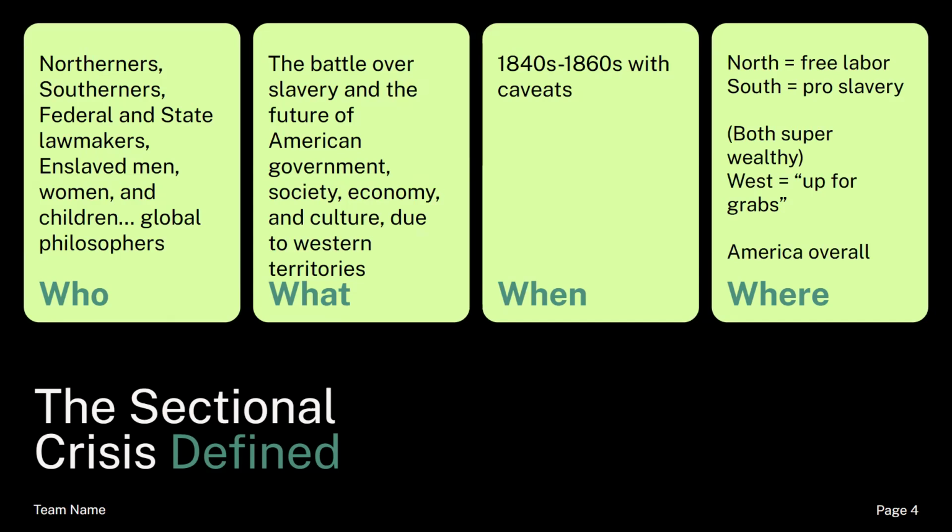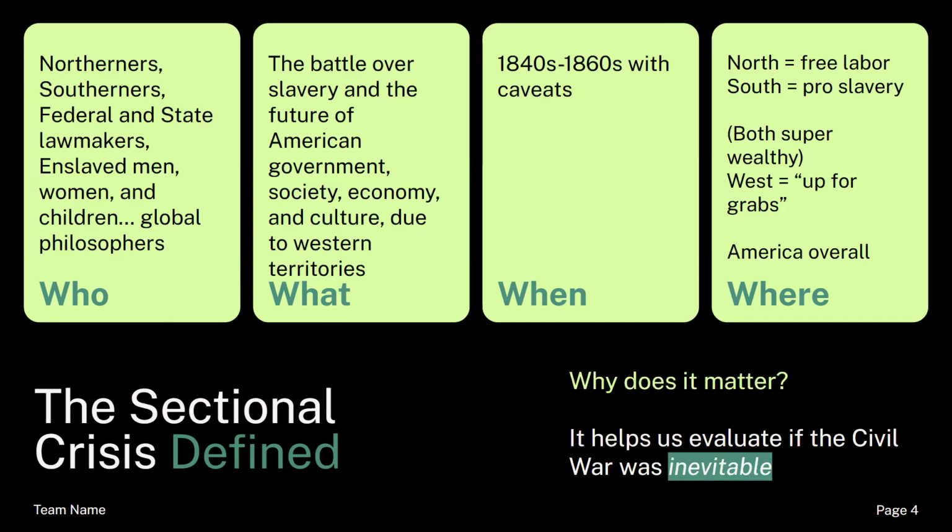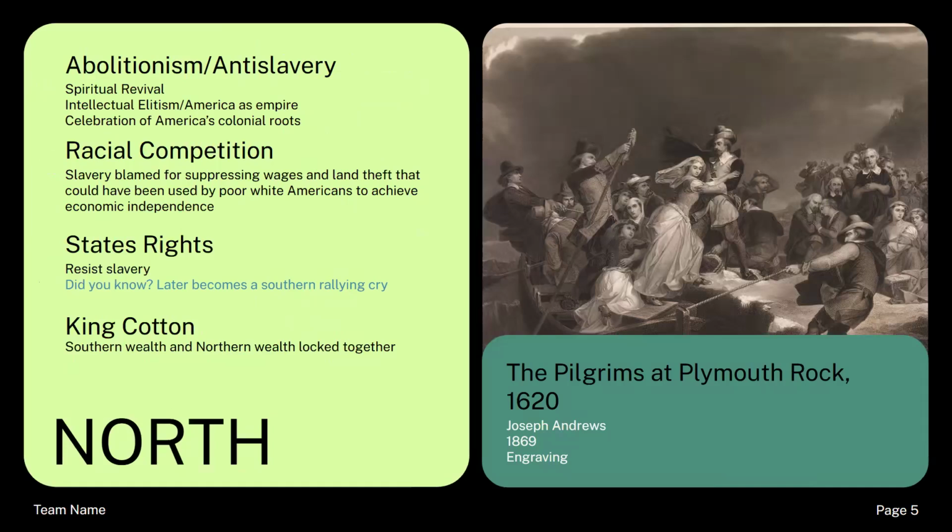It involves America overall. Why does it matter? Why does Dr. C keep pushing us on this concept of the sectional crisis? Well, it helps us evaluate this question about whether or not the Civil War was inevitable. Was it going to occur no matter what? Let's look at 3 examples of artwork during this period that are promoting a Northern perspective, a Southern perspective, or a perspective on or about the American West.